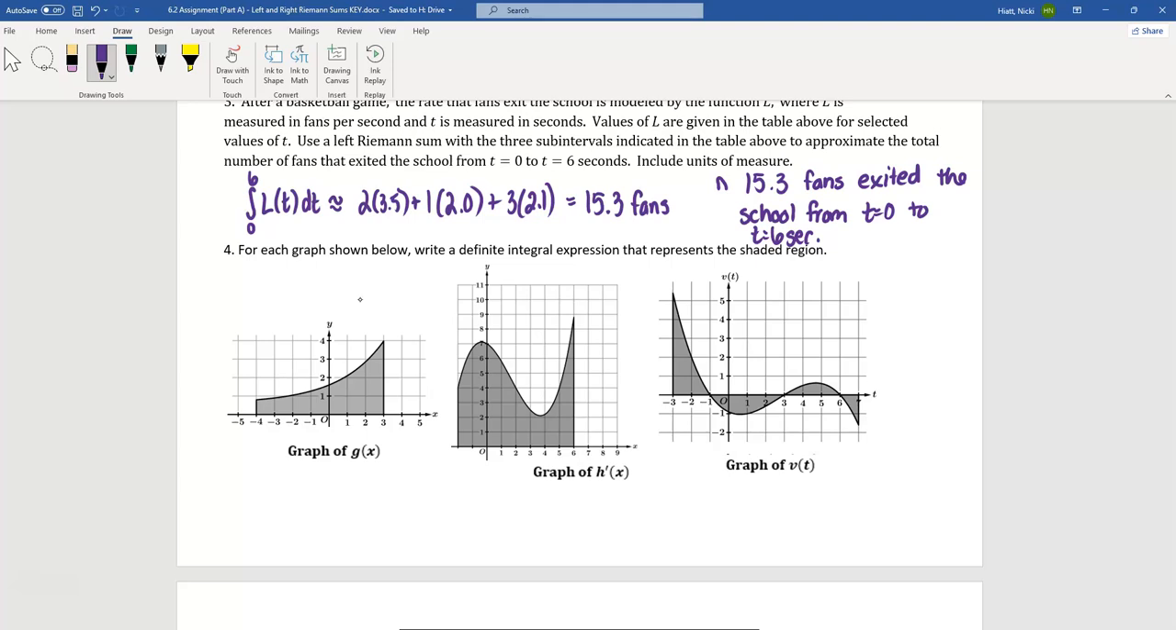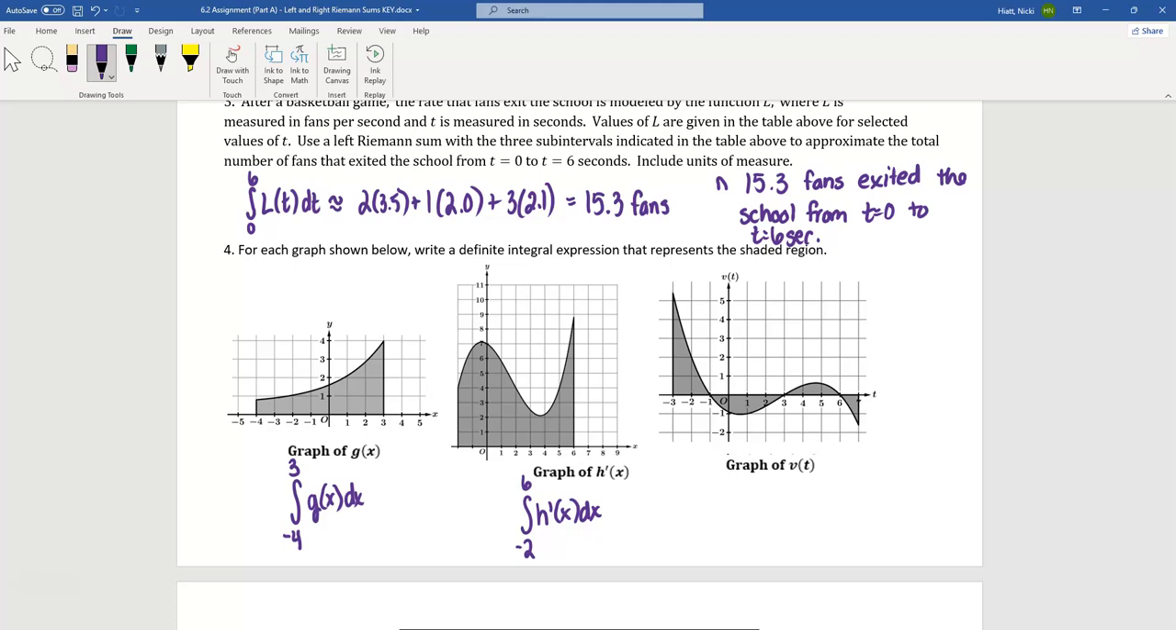So for the first one here, you should have the integral of g of x dx, and the limits on this should be from -4 to +3. For the second one, you should get the integral of h prime of x dx, and the limits on this one should be -2 to +6.